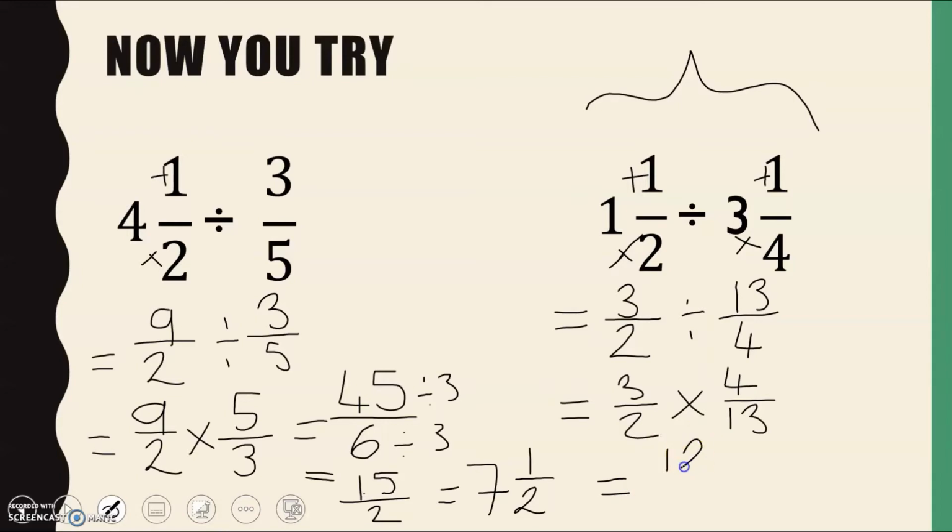3 times by 4 is 12. 2 times by 13 is 26. That's in my 2 times table. So that should give me 6 over 13. It's not top heavy, so I can leave my answer as it is there. Well done if you got those 2 answers.